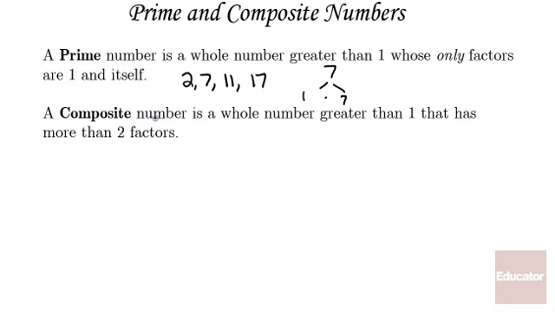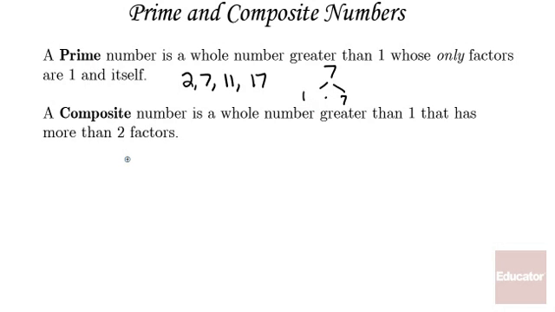A composite number is a whole number greater than 1 that has more than 2 factors, which means all the other numbers, except 1. Notice that 1 is excluded from both of these definitions. 1 is not considered prime, nor is it considered composite. It's actually a special case. So other than 1, the rest of the numbers are either prime or composite.